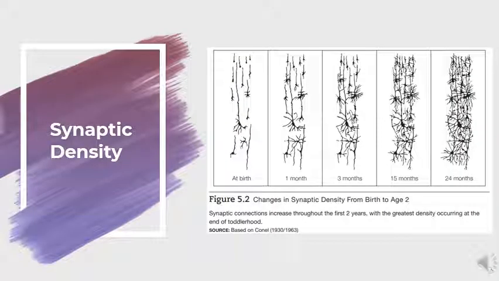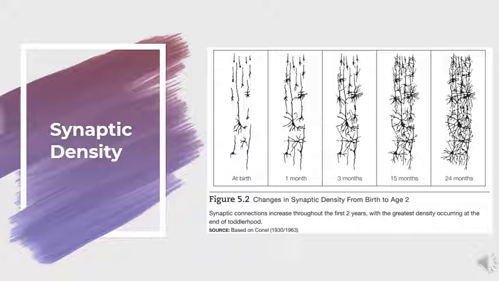The rapid acceleration of language development can be attributed to the increase in synaptic density found in a child's brain during toddlerhood. As you can see in this image from our textbook for the course in Chapter 5, from birth to age 2, synaptic density changes very drastically. At birth, there are very few synaptic connections, and at 2 years old, the synaptic connections are so dense that it's difficult to distinguish between different neurons, where one ends and where one begins.